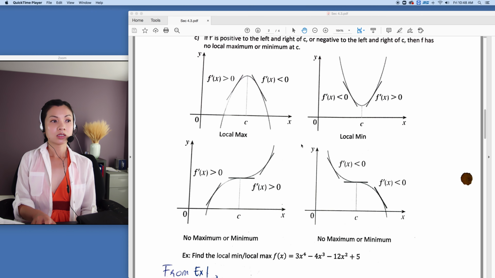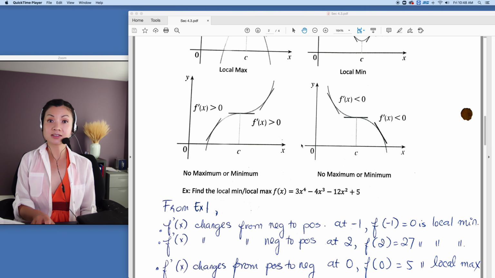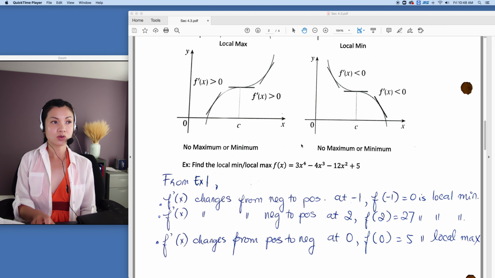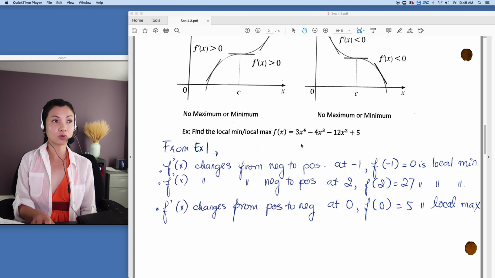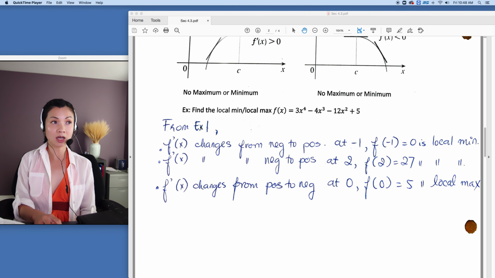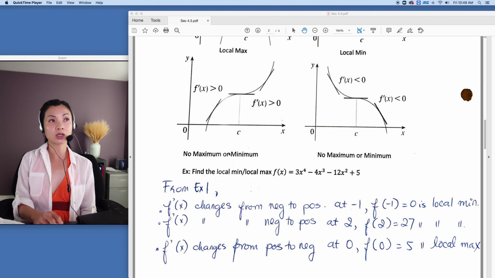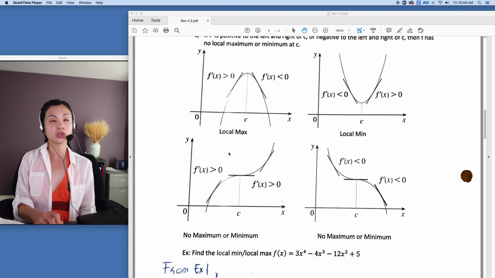Okay, so let's take a look at the same example. For the same example from the previous work that we did, you see that f prime changes from a negative to a positive at -1. Therefore, we get a local min. Okay, and then we go from a negative. I'm going to go back and show it to you.